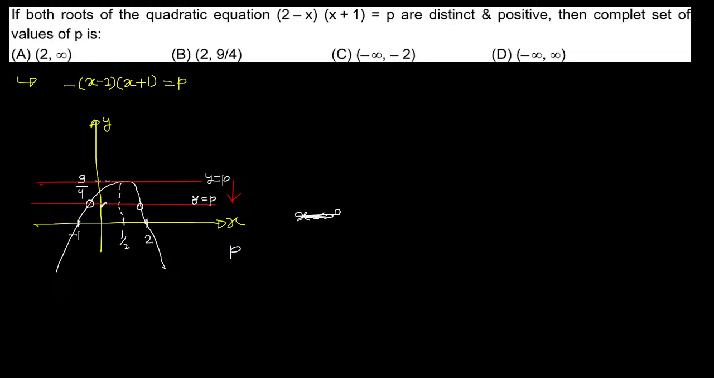Okay, so when we cut with this line we are getting one negative value and one positive. When it is 0 it is 2. So if we cut at this point, from 2 to 9 by 4, we are going to be positive. After we go down, the cutting will come out to be on the negative side, so x should not be negative. So p is from 2 to 9 by 4. So we got this answer.